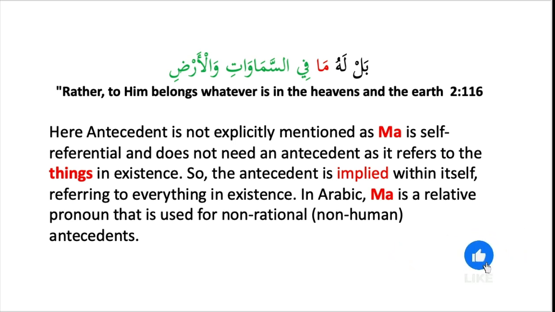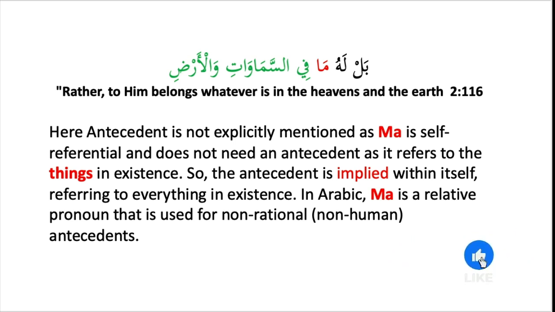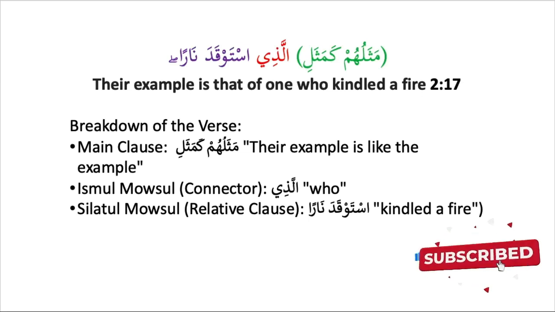In Arabic, ma is a relative pronoun that is used for non-rational or non-human antecedents. Examples of ma as Ismul Mowsul: Lillahi ma fis samawati wal ardh. Rather, to Him belongs whatever is in the heavens and the earth. We can see the antecedent or the subject is implied within itself. Let's look at a Quranic verse.